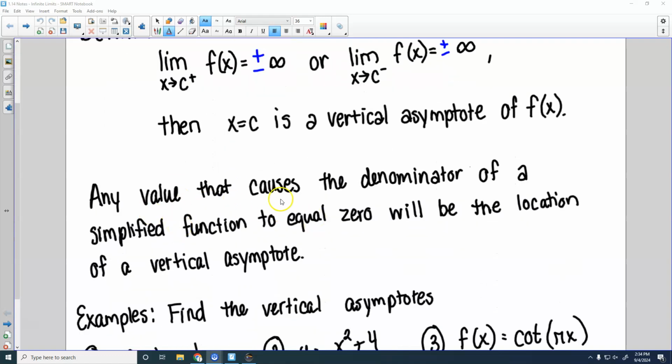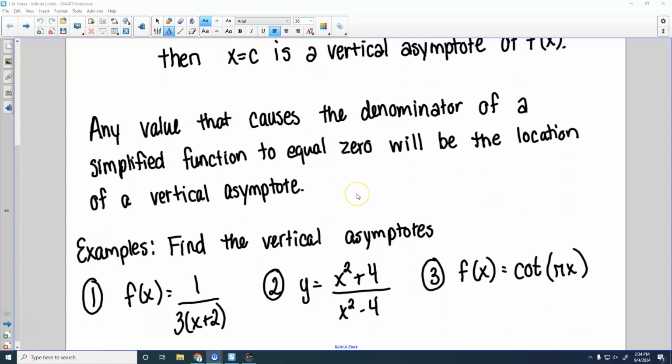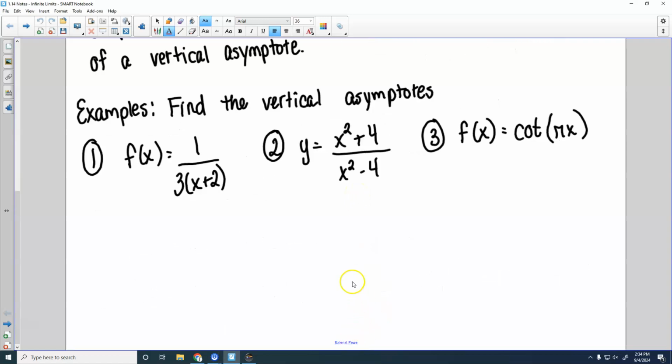So we've already talked about any value that causes the denominator of a simplified function to equal 0 will be the location of a vertical asymptote. So this is just a little bit of review. If I look at number 1, where's the vertical asymptote on number 1? X plus 2 gives us where we find the vertical asymptote, and we end up with negative 2 as our vertical asymptote for that.